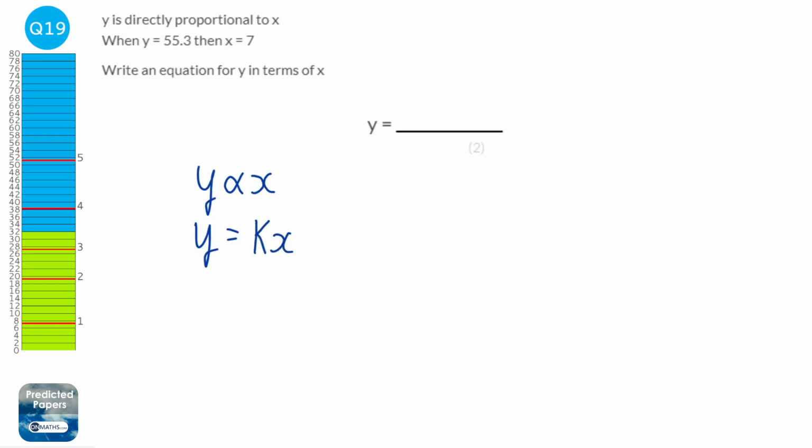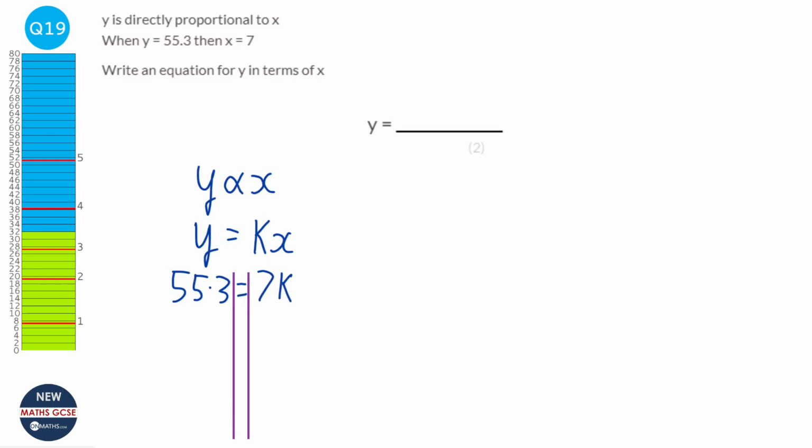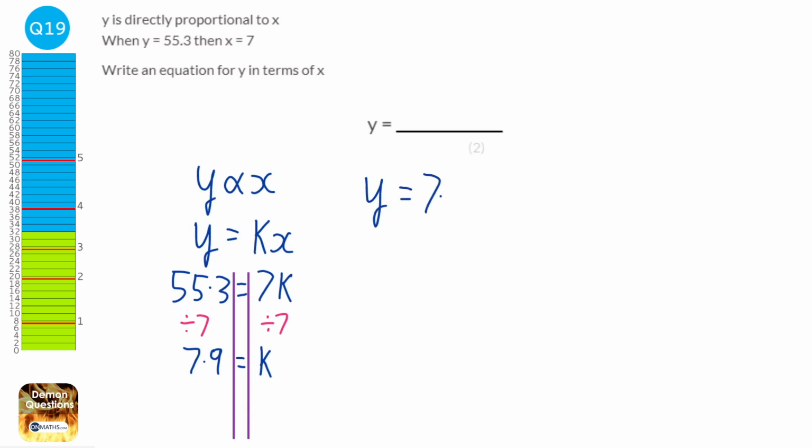Now, to find out what that something is, to find out what that constant is, what we're going to do is feed in the value of y and the value of x that we have. So y is 55.3 and x is 7. So it would be 7k. And we're just going to put our lines in and solve this. So it's going to be divide by 7 both sides. And 55.3 divided by 7 is 7.9. And that's what k is. So we're going to rewrite this formula, y equals 7.9x. And that is actually our answer.